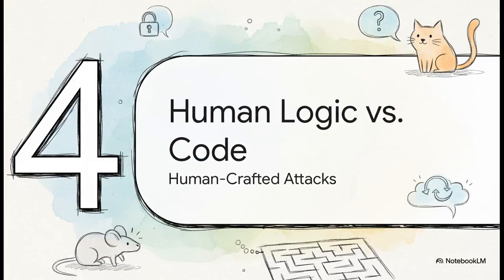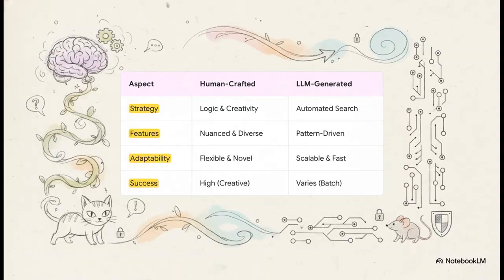So this all leads to a really fundamental question. Why are we, humans, so good at this? You'd think a computer would be the best at finding flaws in another computer, right? But when it comes to jailbreaking, human creativity almost always has the edge. And this table here just lays it out perfectly.